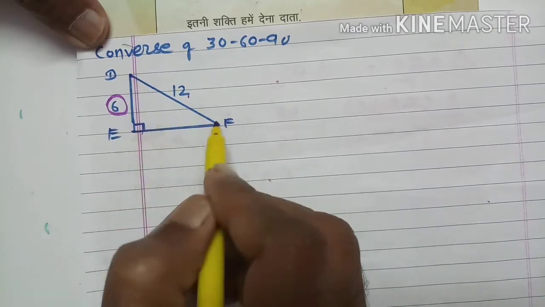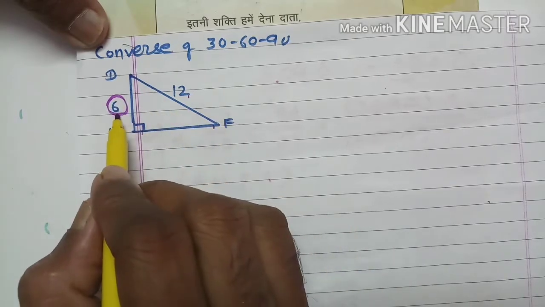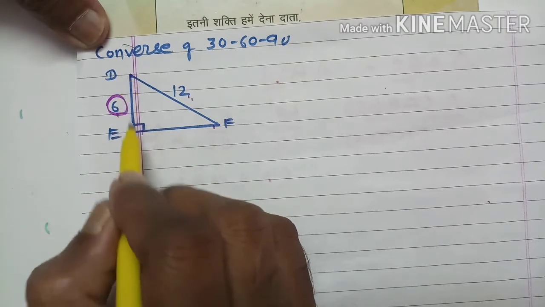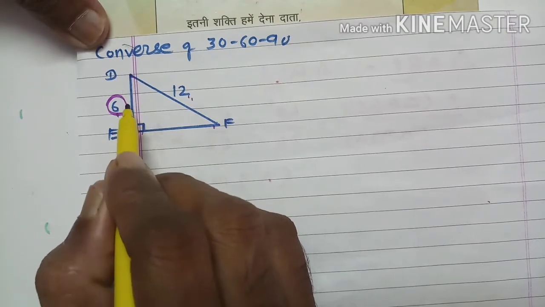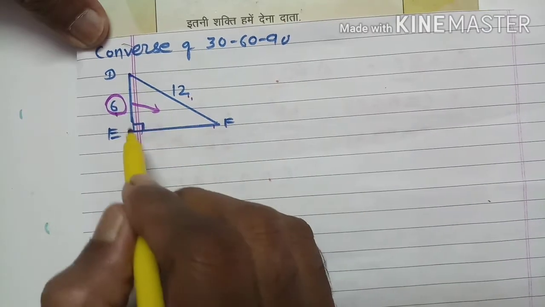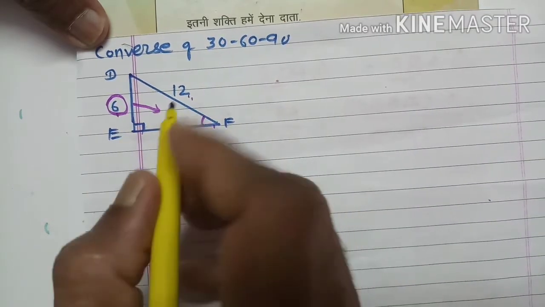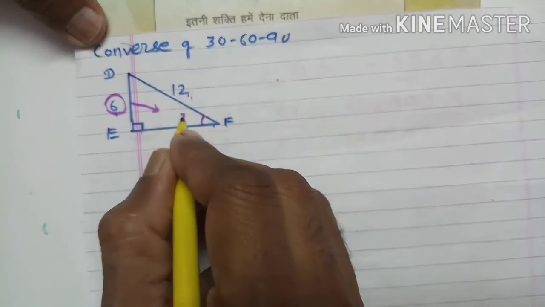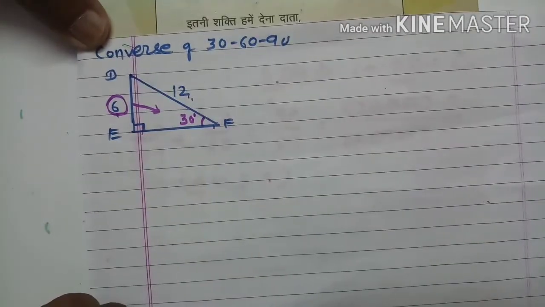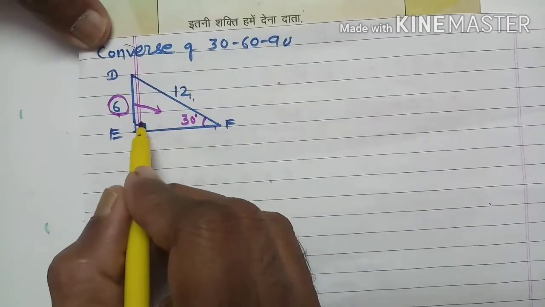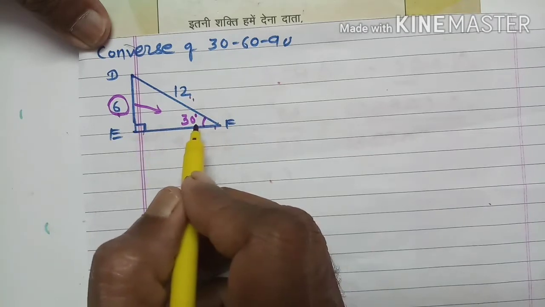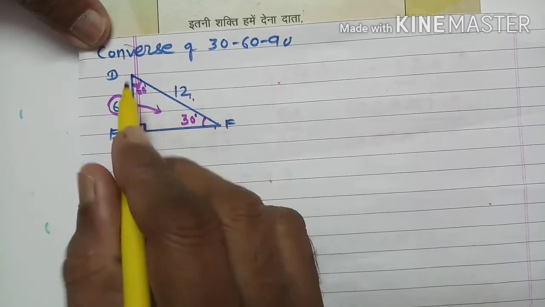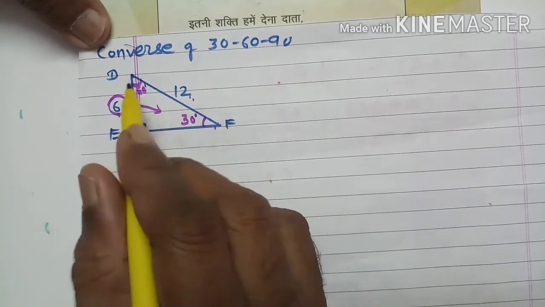So in a right angle triangle, if one side is half of the hypotenuse, then the opposite angle of that side, means the opposite angle of DE, that is F, the opposite angle of the smaller side is 30. Now if angle E is 90 and angle F is 30, then what will be the measure of angle D? It's 60. So this is a 30, 60, 90 triangle.